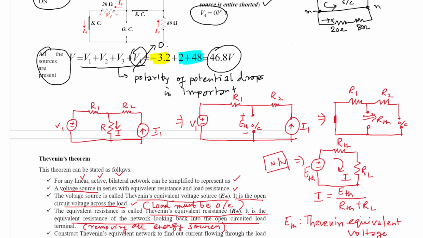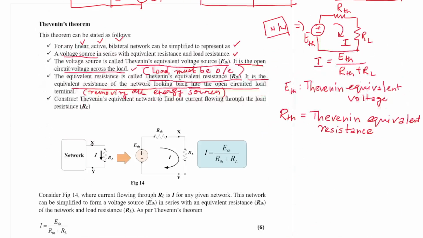So looking back into the terminal, you see this phrase, looking back into the open circuited load terminal. That means you need to measure from the load terminal. So with respect to this load terminal, RThevenin is nothing but R1 for this network, right? So this is the Thevenin equivalent resistance.